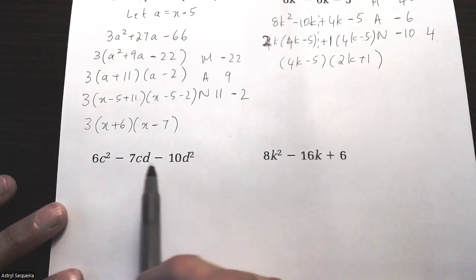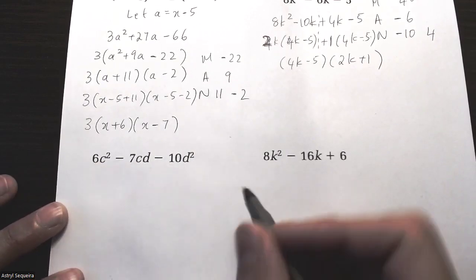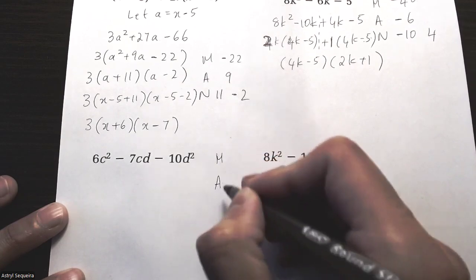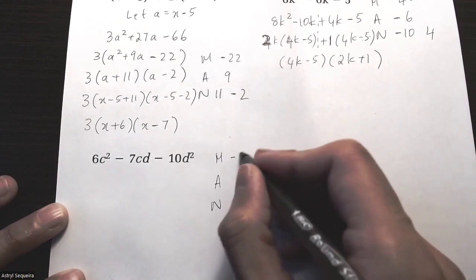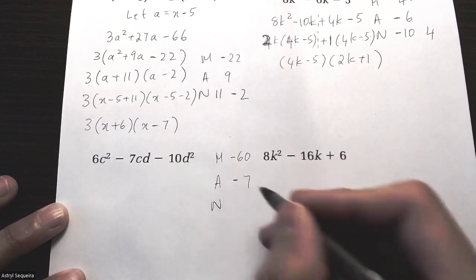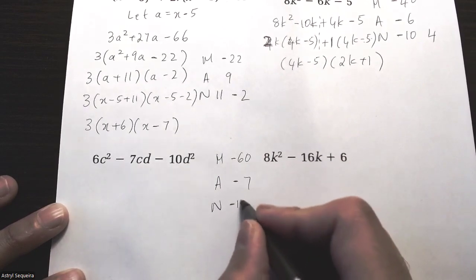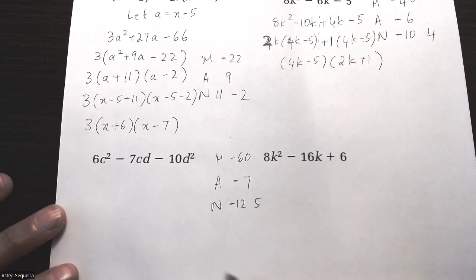Again, no common factor here. We have two letters, but it's a complex trinomial. So I'll start with my man method. One multiplies to negative 60 and adds to negative 7. That's negative 12 and 5.